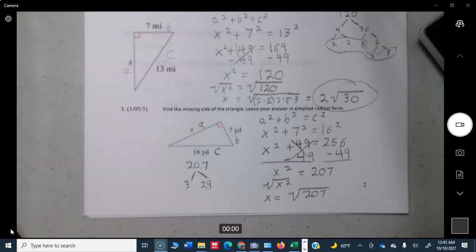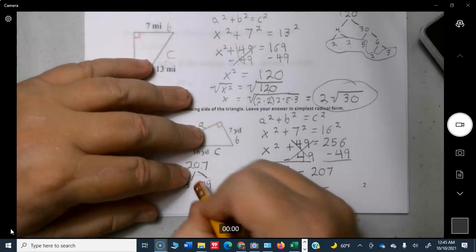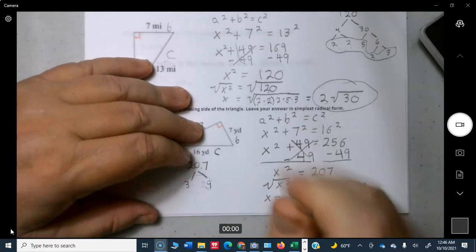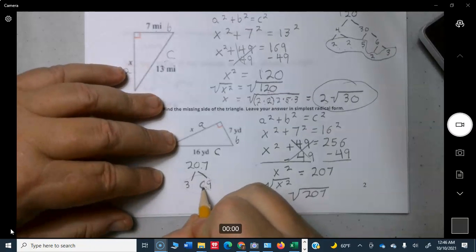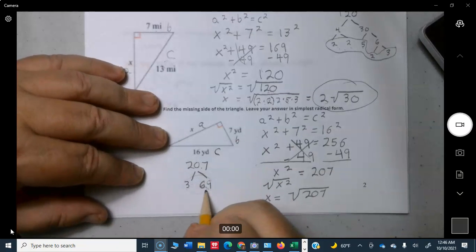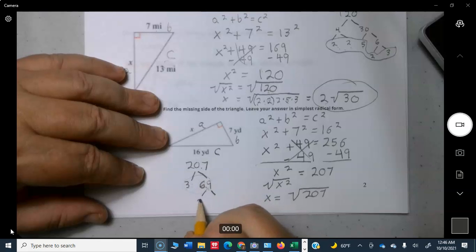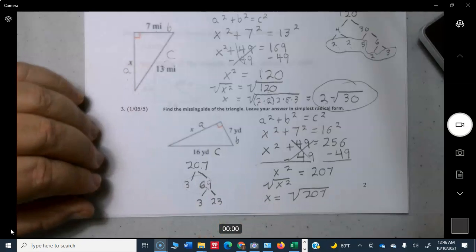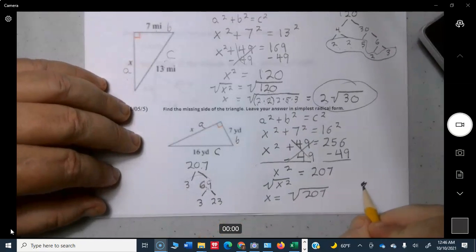3 goes into 207. It doesn't go in 29. It goes in 69 times. Okay. Now that does factor, because 69 would be 3 times 23. That would be 69. So, scratch this.